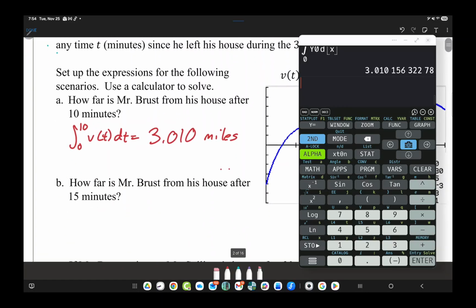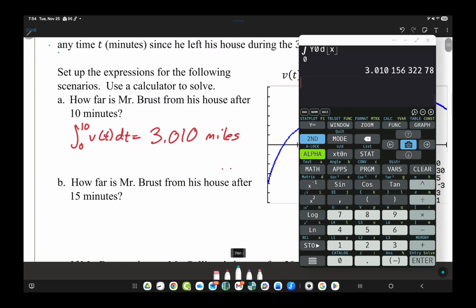All right. And the next question says, how far is he after 15 minutes? Well, that's the same question, but from 0 to 15 of v of t dt. What you can do to make this a bit faster is use second entry to re-enter what you just typed in, change your top value to 15, and there you go. That takes about 3.397 miles.